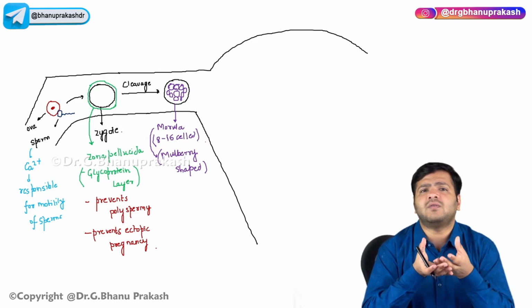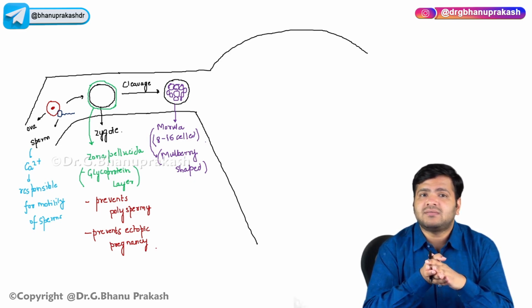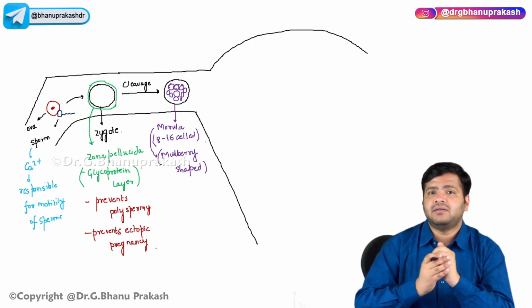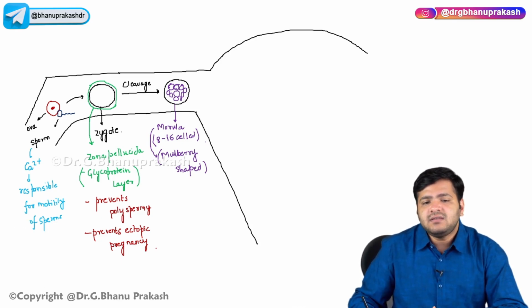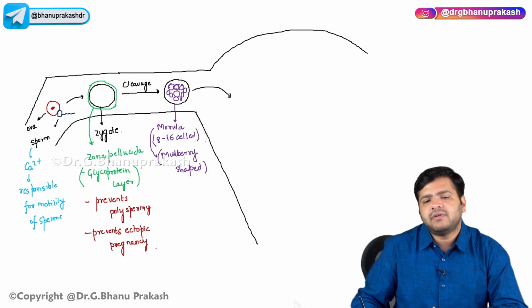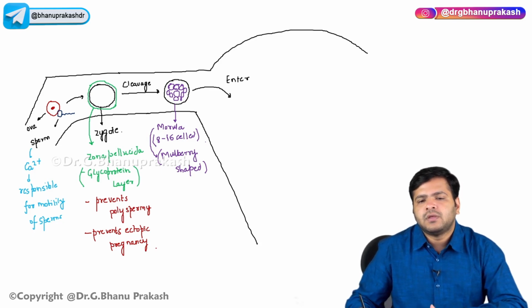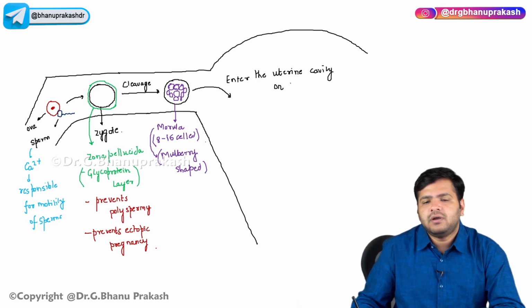The zygote will start dividing, from 2 to 4 to 8 to 16. In this way the zygote divides, and the cell stage between 8 to 16 is called the morula. Now this morula will enter the uterine cavity on day 4.